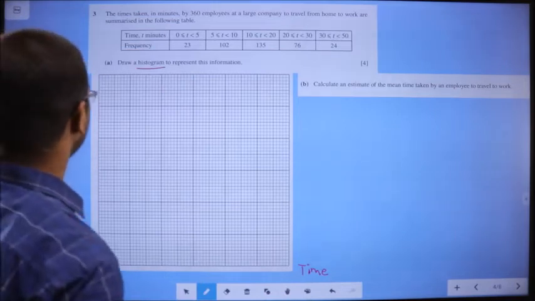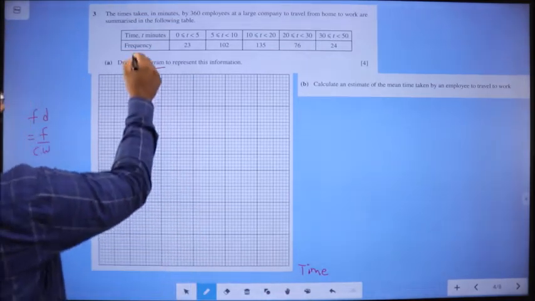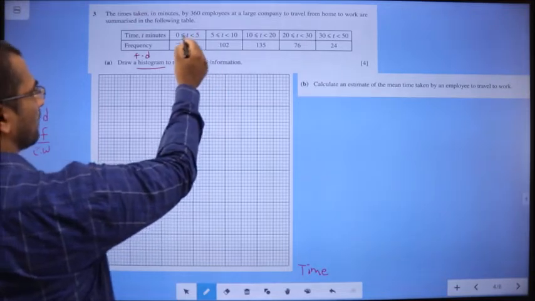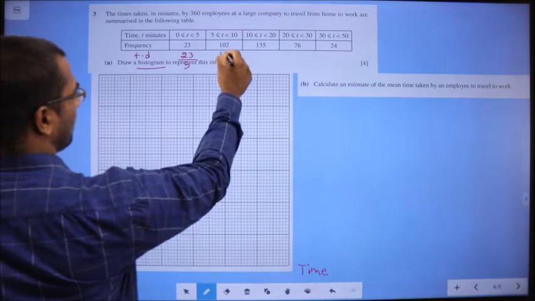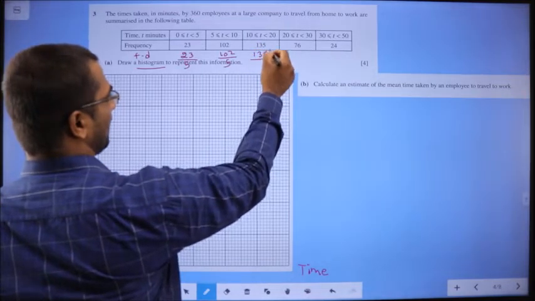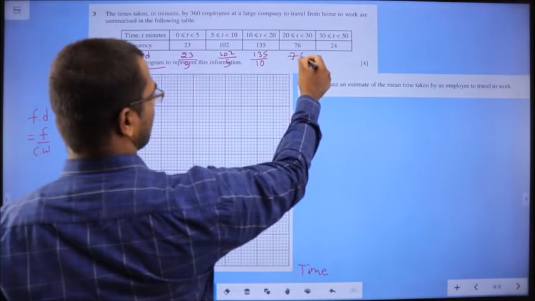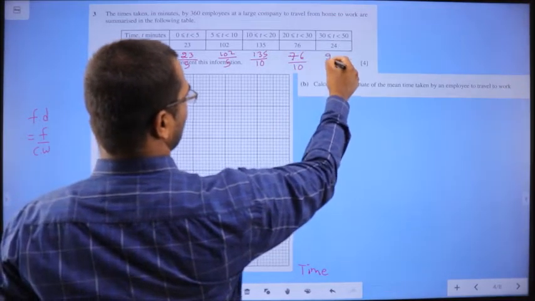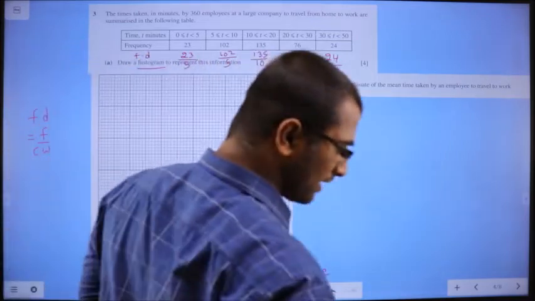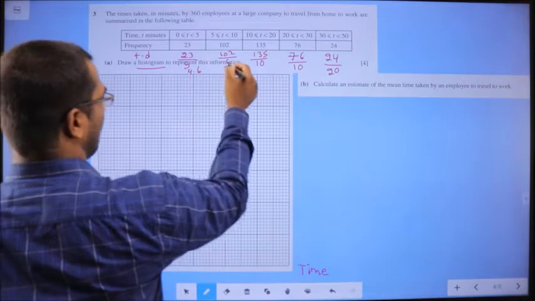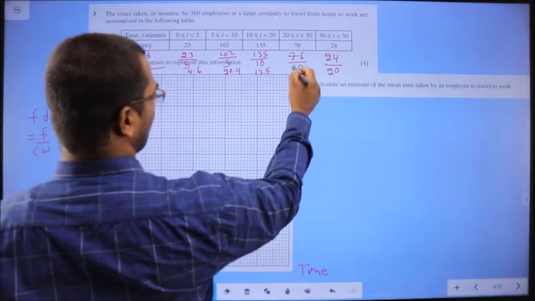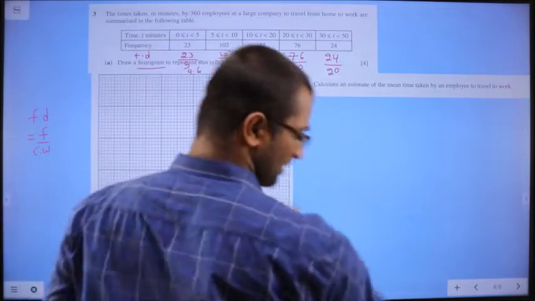Now, to get frequency density, let us calculate here. Frequency is 23 divided by the class width, 5 minus 0, 5. Over here 102 by 10 minus 5, 5. Over here 135 by 20 minus 10, 10. Over here 76 by 30 minus 20, 10. Over here 24 by 50 minus 30, 20. Calculate this, and you get 4.6, 20.4, 13.5, 7.6 and 1.2.